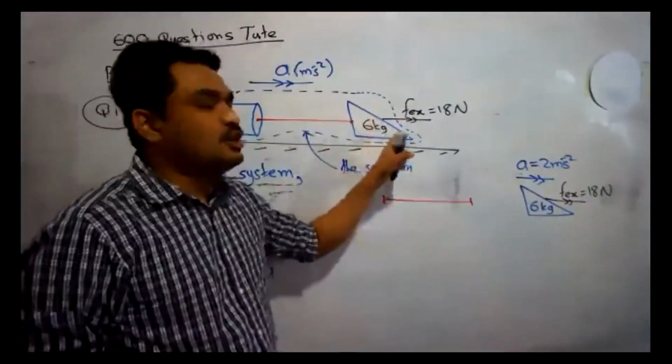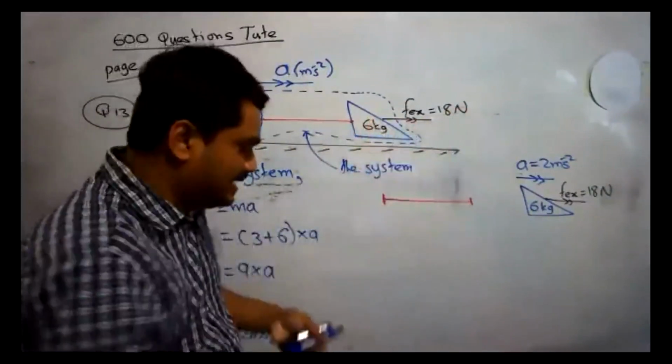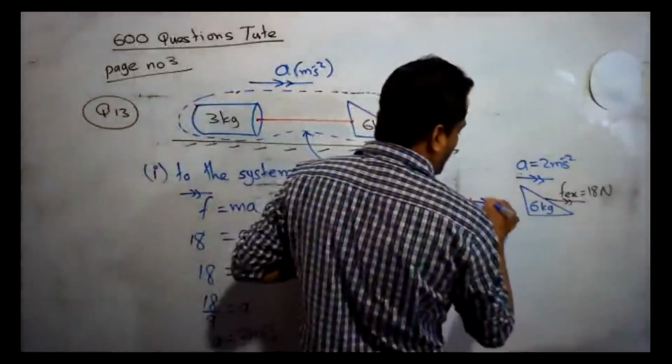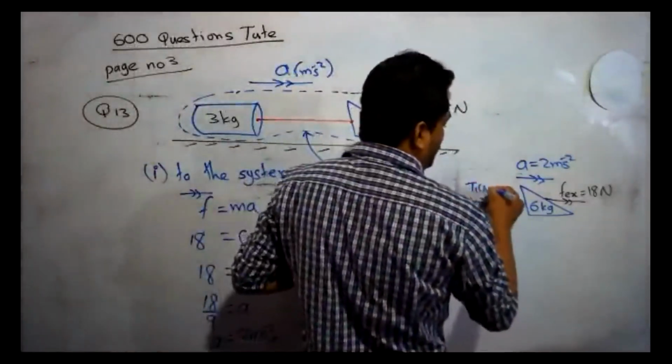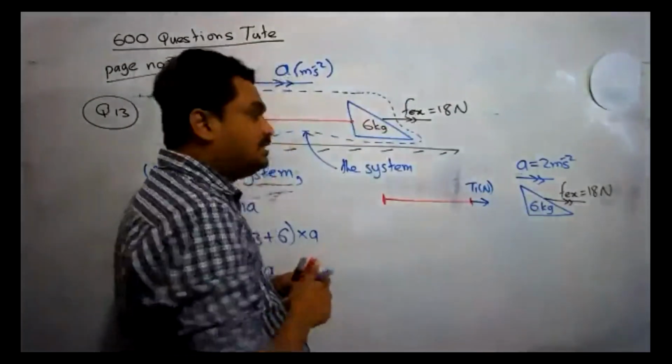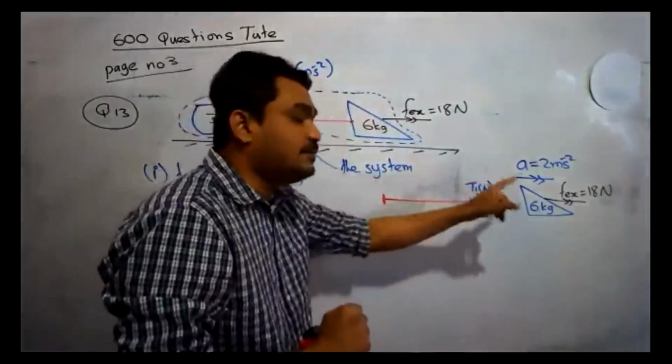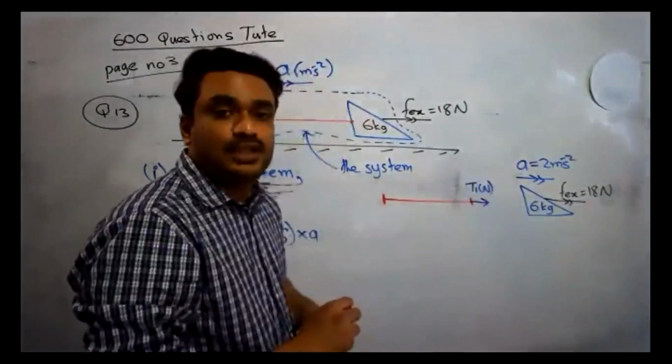When the 6 kg object is moving to the right-hand side, the 6 kg object gives a force of T1 Newton to the string. The string is moved due to this T1 force. This T1 force is given by the 6 kg object.